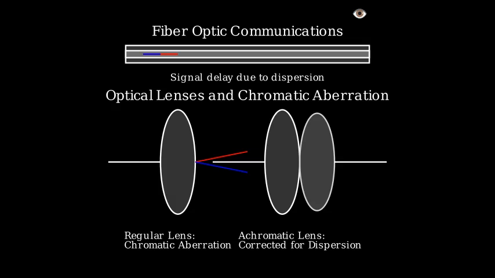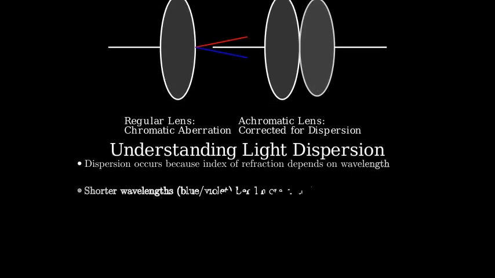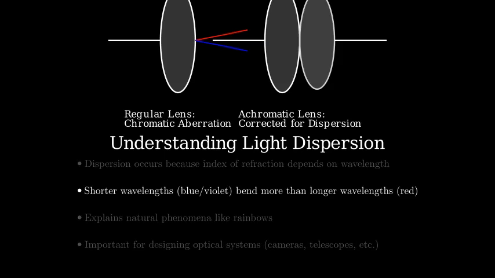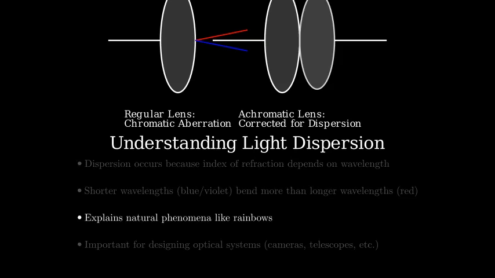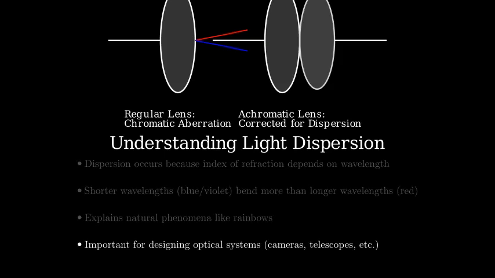To summarize what we've learned about dispersion: 1. Dispersion occurs because the index of refraction depends on the wavelength of light. 2. Shorter wavelengths, blue/violet, bend more than longer wavelengths, red, in most materials. 3. This phenomenon explains rainbows and is used in many optical devices. 4. Understanding dispersion is crucial for designing optical systems, from cameras to telescopes.